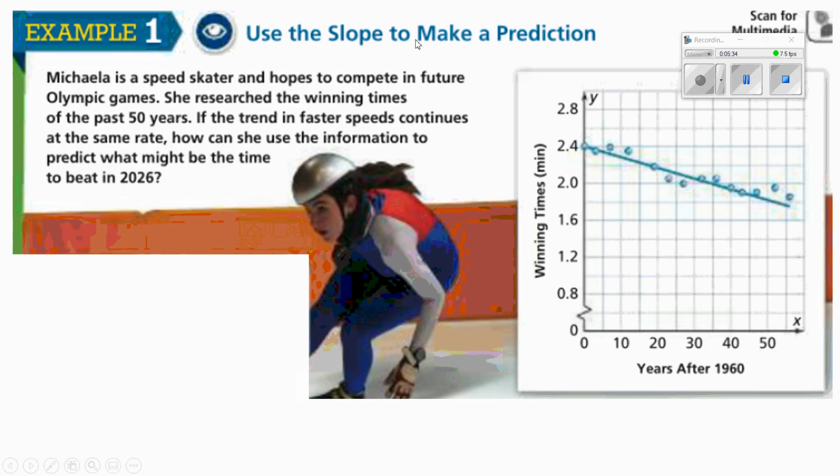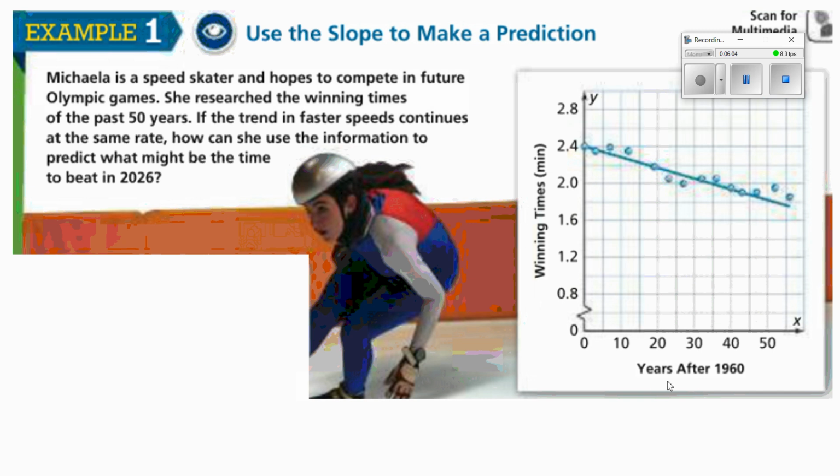Example 1, it says, use the slope to make a prediction. This example, it says that Michaela is a speed skater and hopes to compete in future Olympic Games. She researches the winning times of the past 50 years. If the trend in faster speed continues at the same rate, how can she use this information to predict what might be the time to beat in 2026?